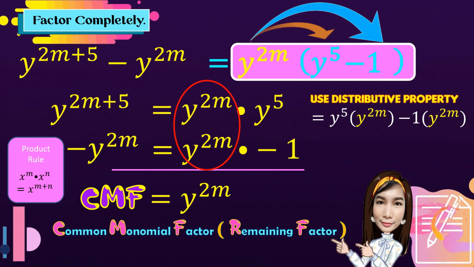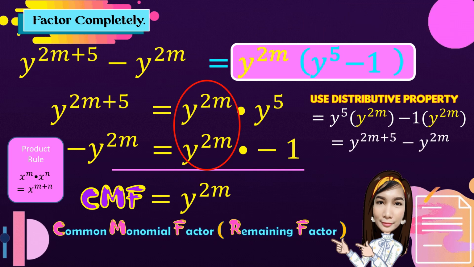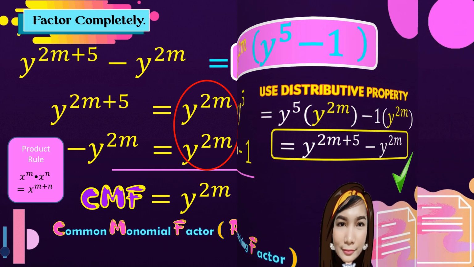So y raised to 5 times y raised to 2m. We're going to copy the base y, then add the exponents, 2m plus 5. Next, we have negative 1 times y raised to 2m, that is negative y raised to 2m. So we get the same product.